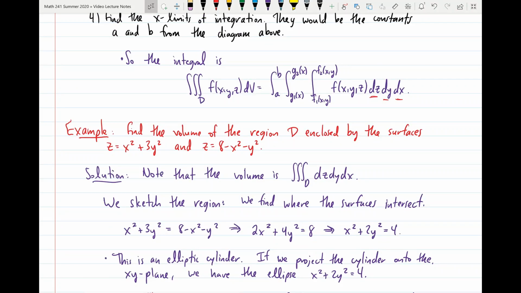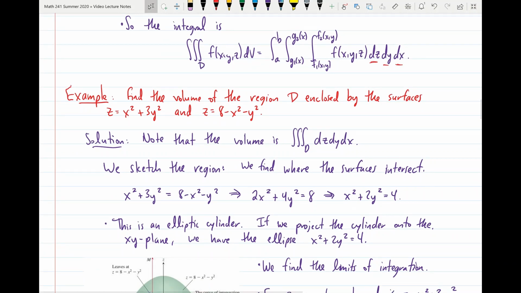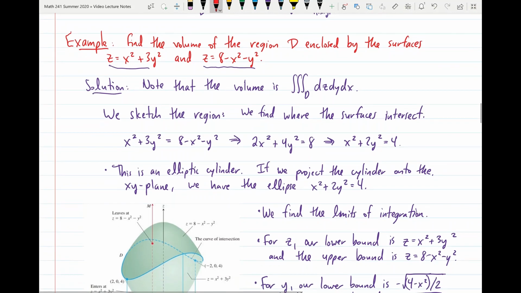All right, so our task is to find the volume of a region D that's enclosed by a couple of surfaces in space. The first surface is z equals x squared plus 3y squared, and the second surface is z equals 8 minus x squared minus y squared. Note that the volume of this region D is going to be given by the triple integral of dz, dy, dx over the region D, as we discussed before.